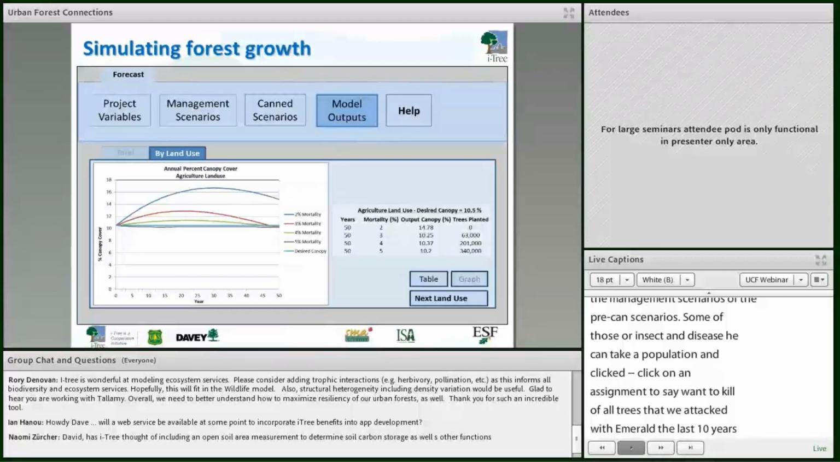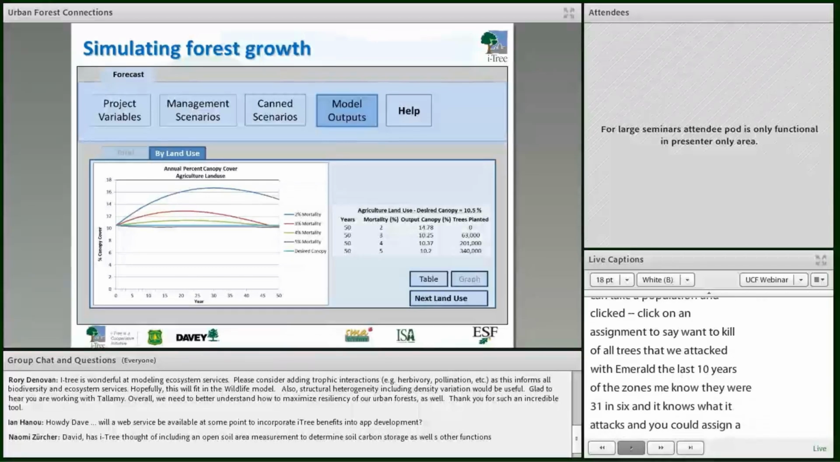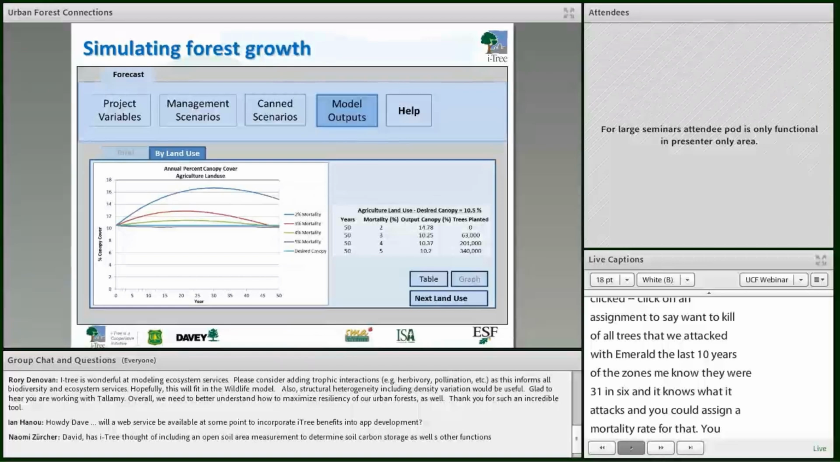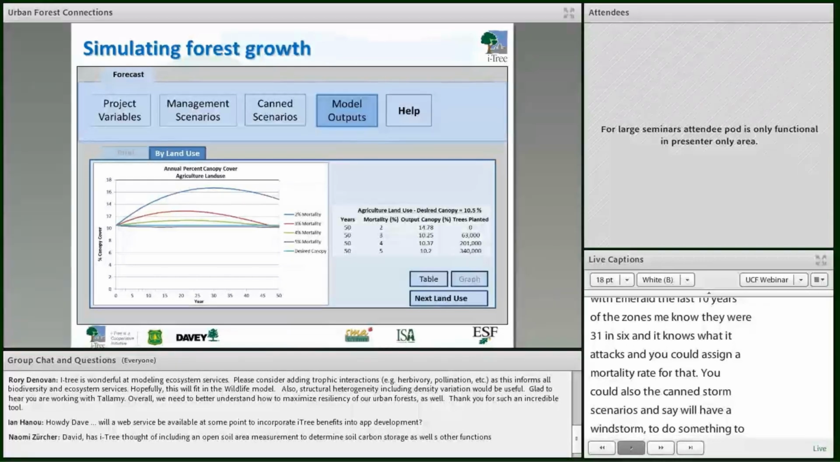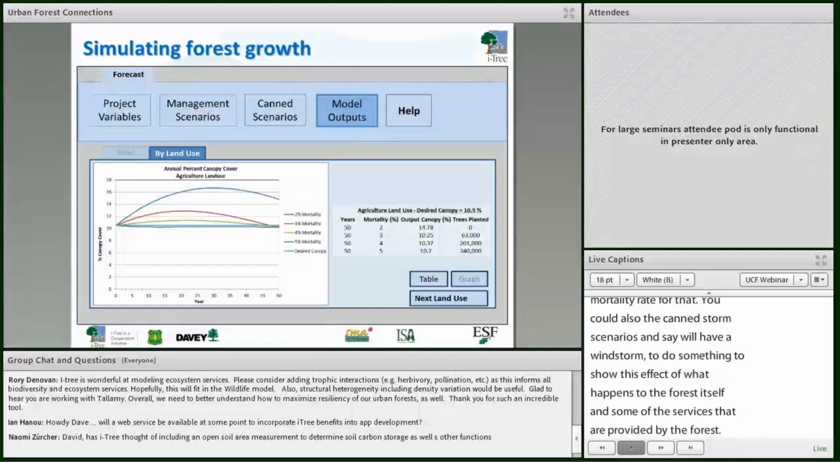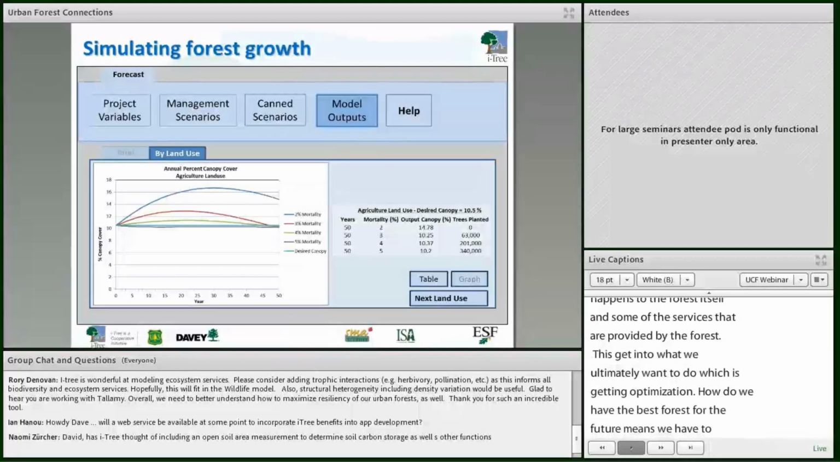You can also do canned storm scenarios and say, I'm going to have a windstorm come in and do something, but it'll show these effects of what happens to the forest itself and some of the services that are provided by the forest. What we ultimately want to do is get to optimization. How do we have the best forest for the future? It means we have to consider time as a variable in this process along with the services. So we're trying to work towards that in the model. This is about 10 years in development building all this forecasting tool. So that'll be out in ECO.